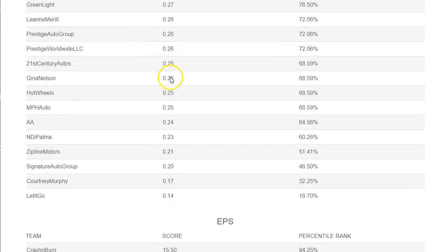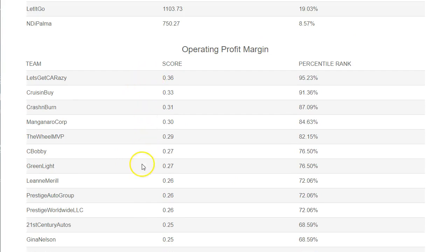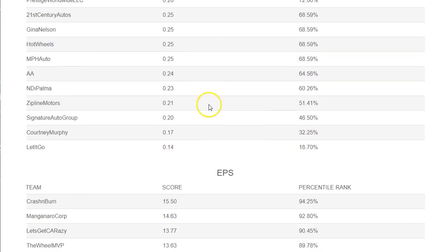Operating profit margins we talked about. And you see there's a big range from 14% to 36%. You definitely want to be above the 30% range in operational profit margins. And one way to make sure that happens is increase your gross profit margins. That increases your operational. And make sure you're not overspending in the advertising area.